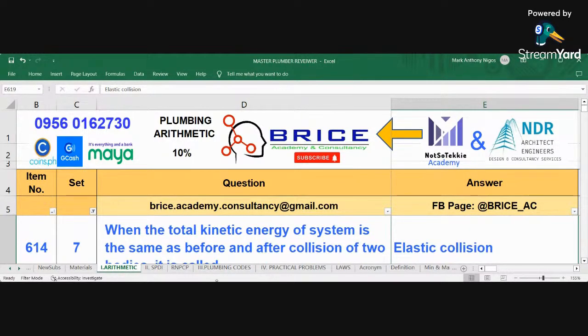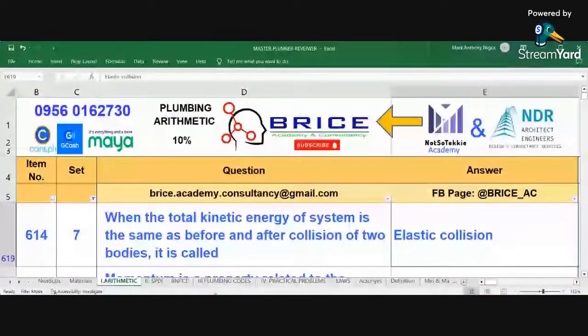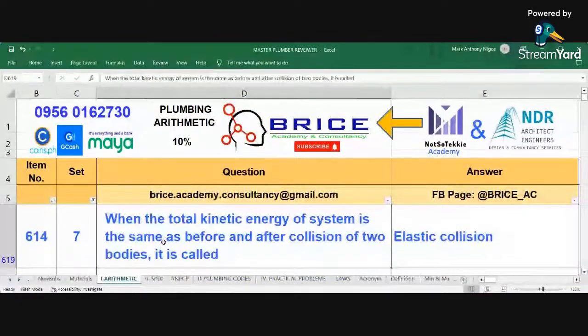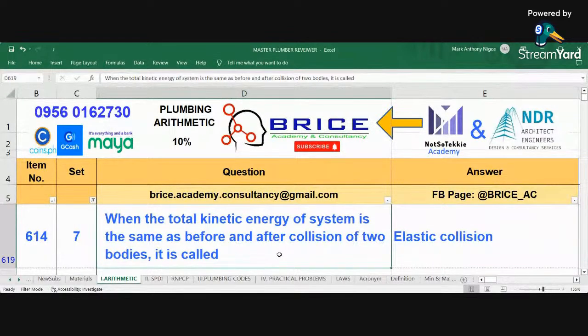614. When the total kinetic energy of a system is the same before and after collision of two bodies, it is called what? The answer is elastic collision. When the total kinetic energy of a system is the same before and after collision of two bodies, it's called elastic collision.